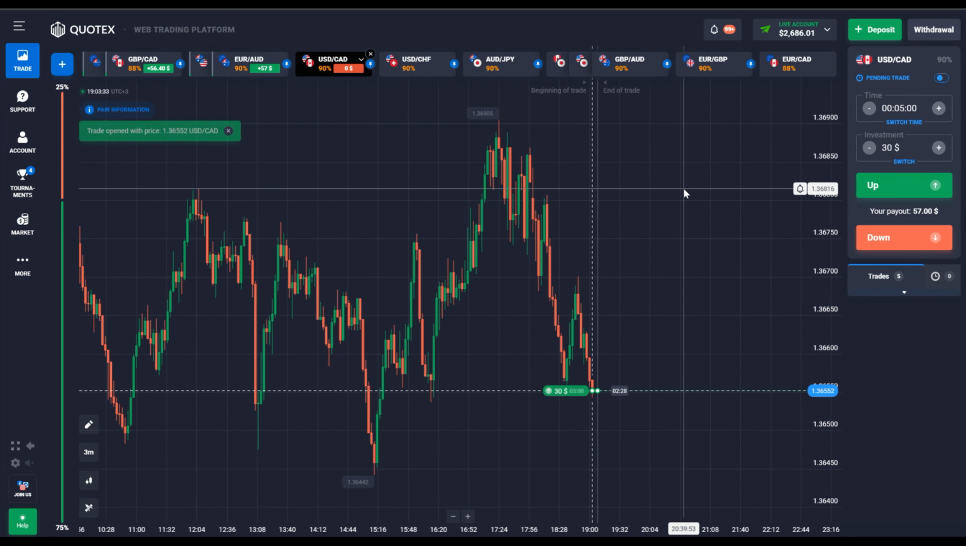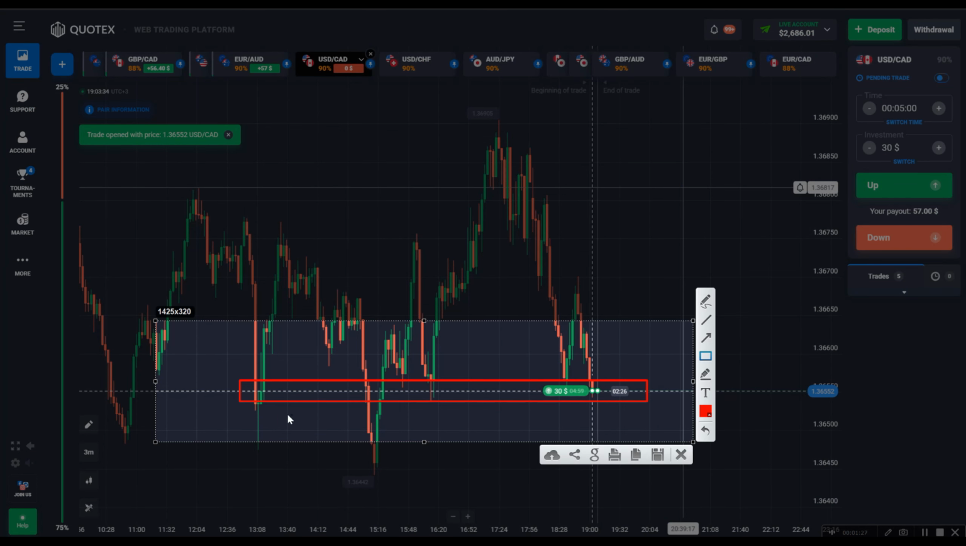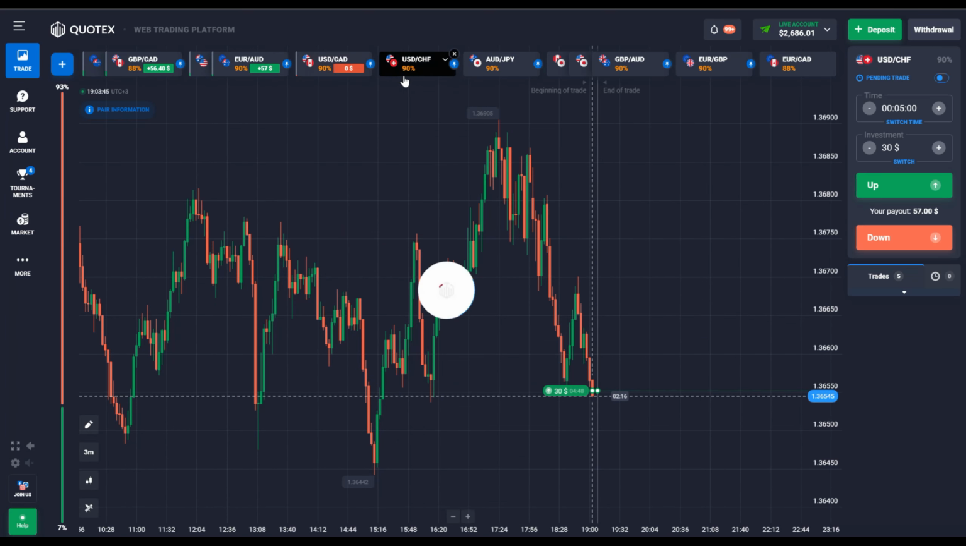US dollar, Canadian dollar, an uptrade. There's a good support zone here. Many strong reversals, and the reversals are very sharp. The price moves far up from our zone. Why not take advantage of this?